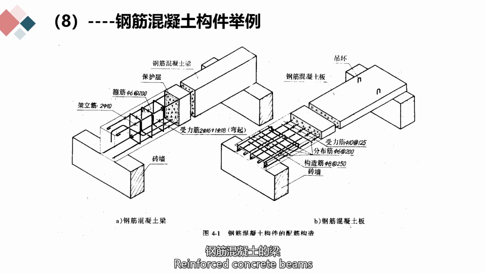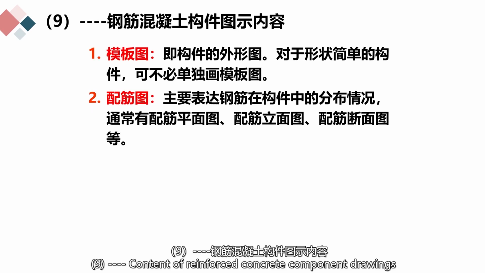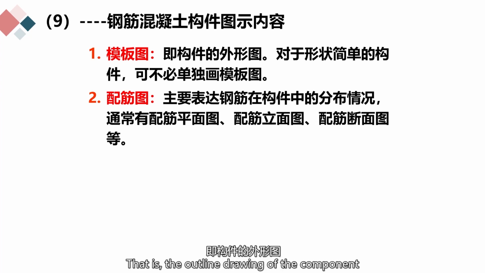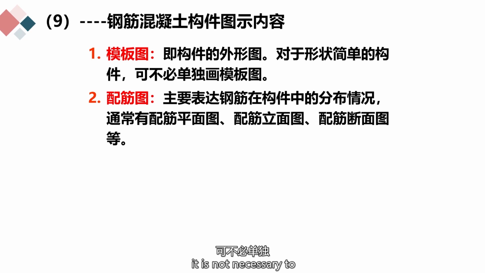Eighth, examples of reinforced concrete components. Reinforced concrete beams are composed of load-bearing bars, supporting bars, and stirrups, while reinforced concrete slabs are composed of load-bearing bars, structural bars, and distribution bars. Ninth, content of reinforced concrete component drawings. 1. Formwork drawing, that is, the outline drawing of the component. For components with simple shapes, it is not necessary to draw a separate formwork drawing.